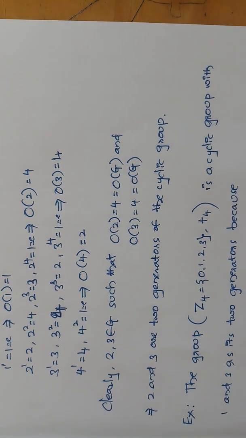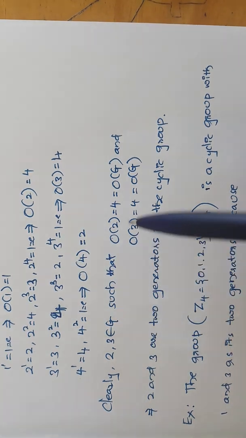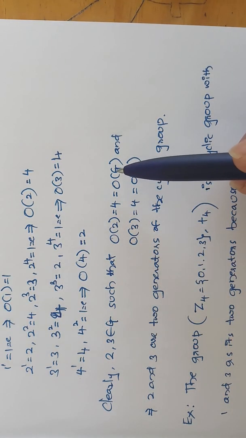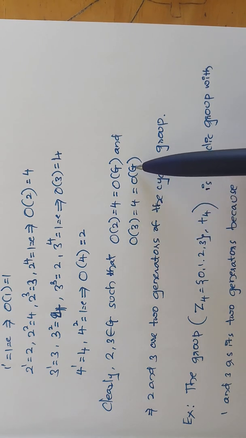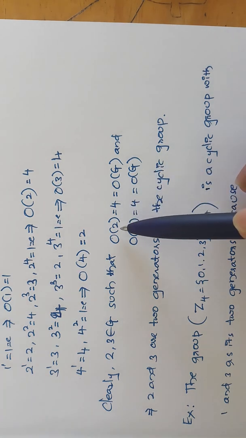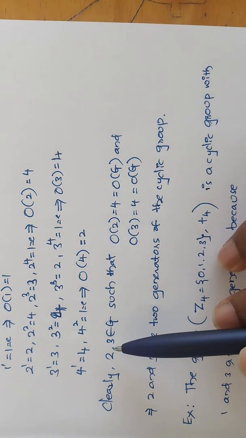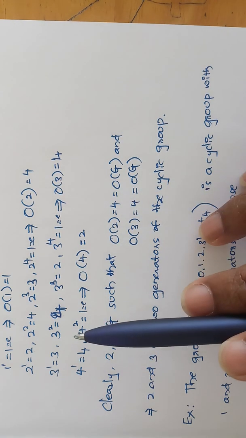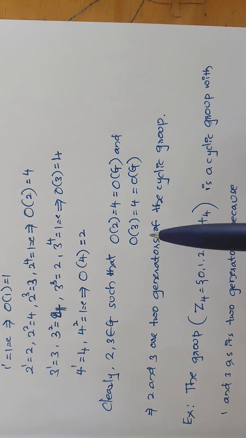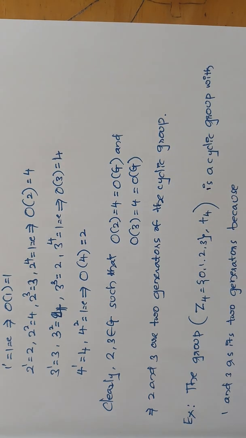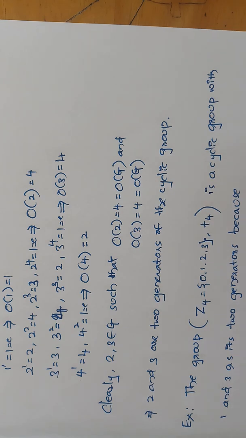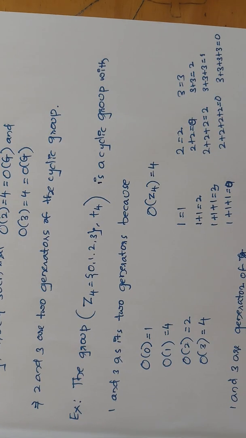So clearly 2 and 3 belong to Z, such that the order of 2 is 4, the order of 3 is 4, and the order of Z is also 4. So for the generators of Z, their order and the order of the group are one and the same. Therefore 2 and 3 are generators of the cyclic group. So from whichever element we can generate all the elements of the group Z, those are the generators of the cyclic group.